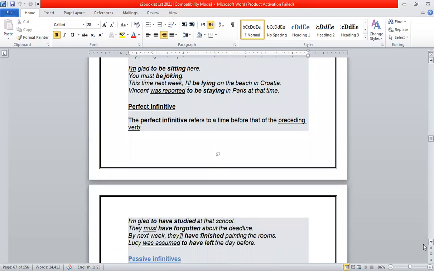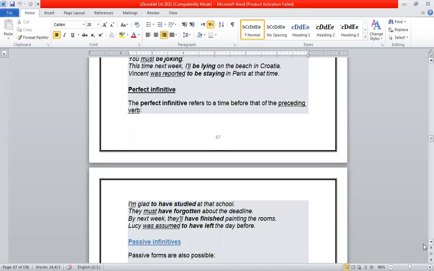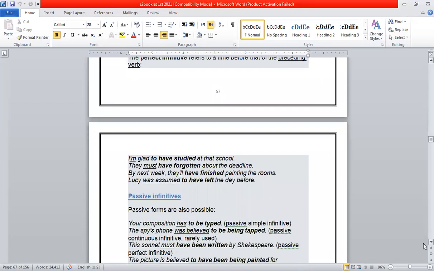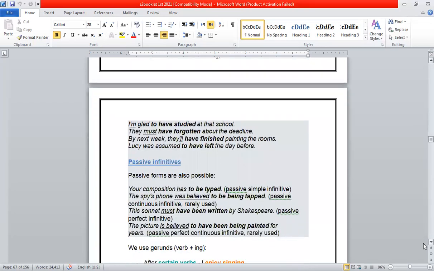Perfect infinitive. The perfect infinitive refers to a time before that of the preceding verb. Here we talk about a time before the verb mentioned here. So we have two times. I'm glad to have studied at that school. I studied at that school in the past, then I am glad now. So half of the sentence is about the past, and the other half is about the present.